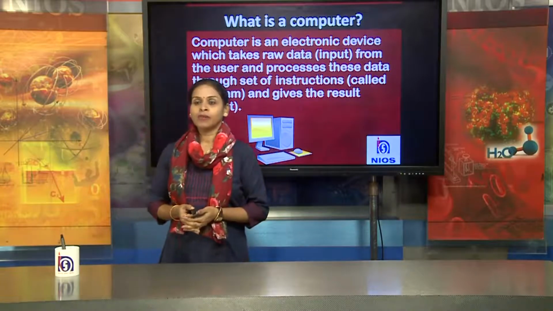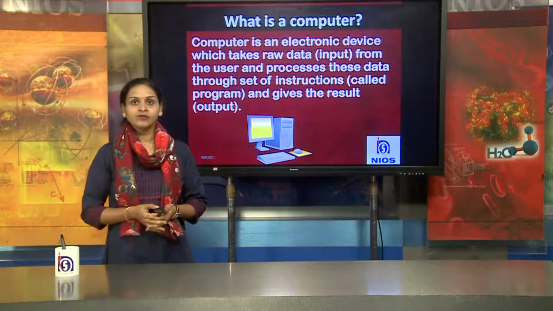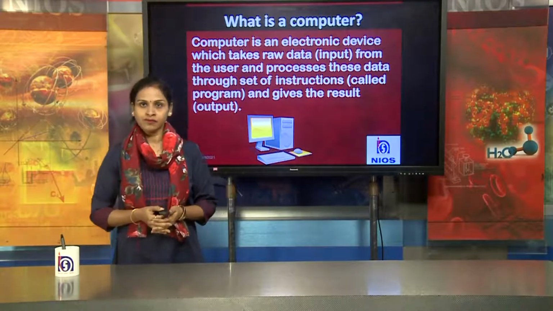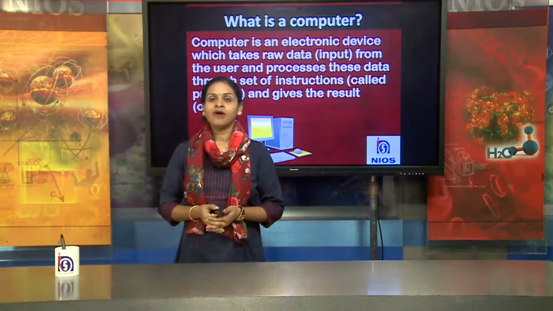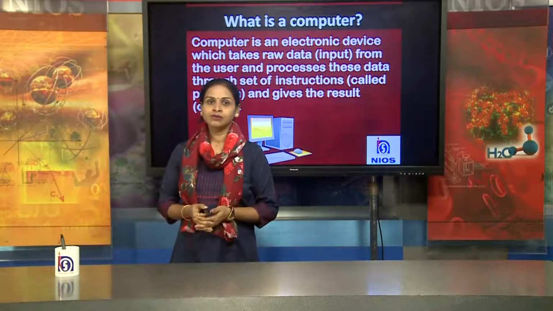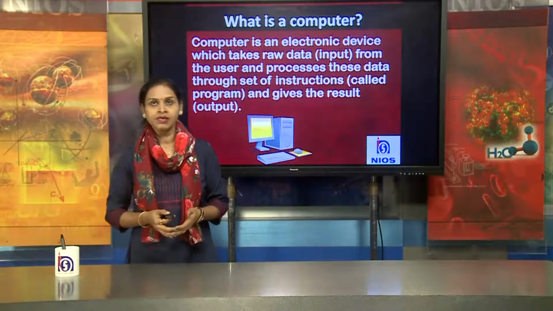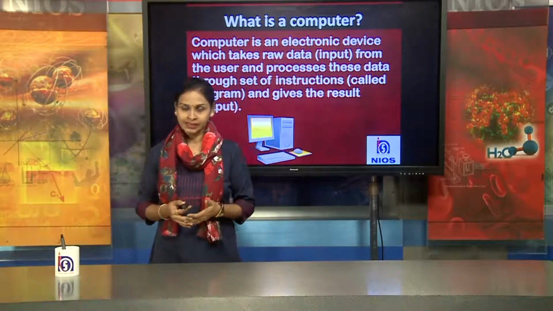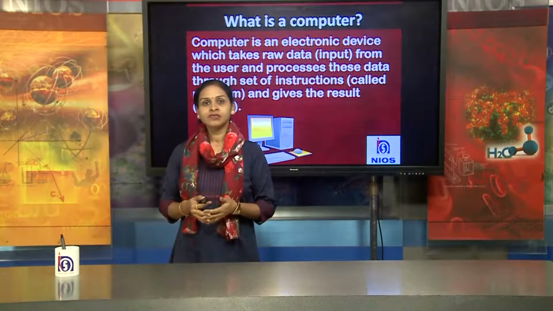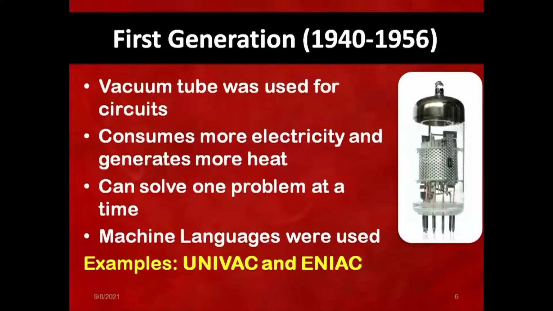First we will talk about the first generation of computer. From 1940 to 1956 is known as the first generation of computer. In this generation, vacuum tubes were used for the circuits. Though vacuum tubes were used, they consumed more electricity and generated more heat. It could solve one problem at a time, and in first generation computers, machine languages were used. The best examples of computers in the first generation are UNIVAC and ENIAC.